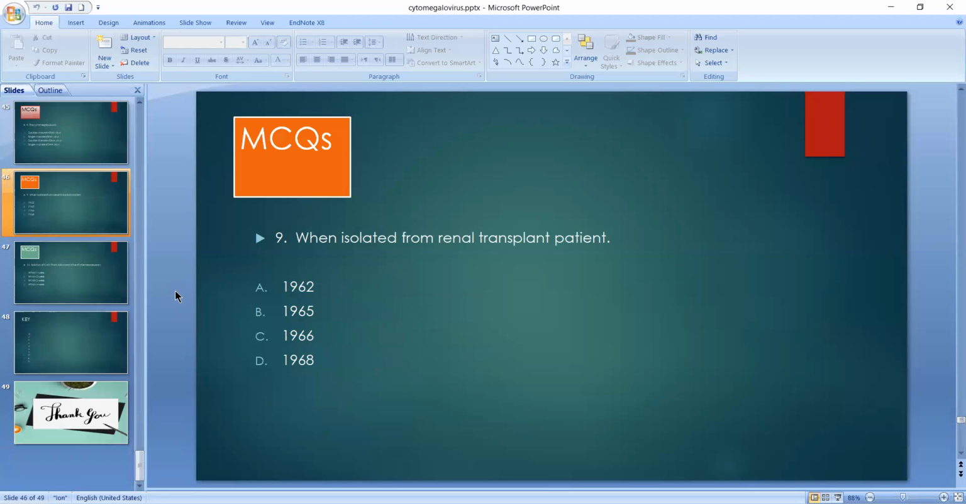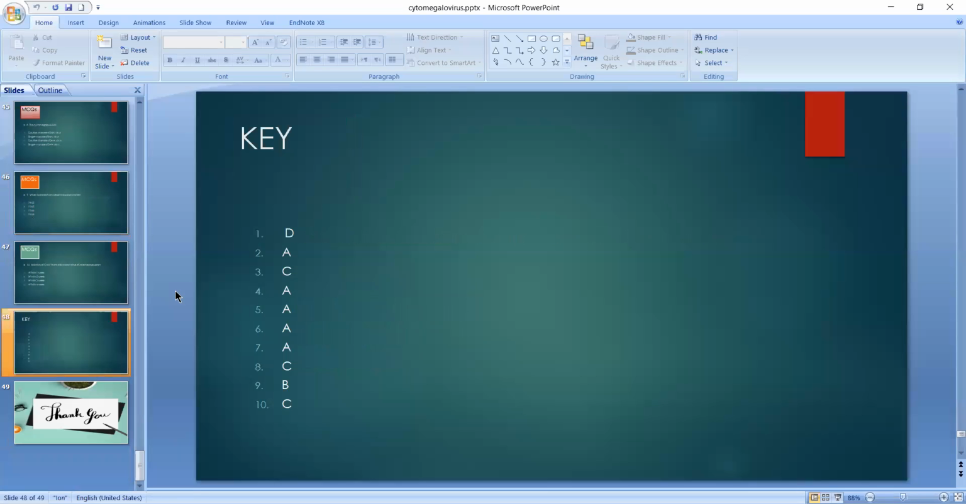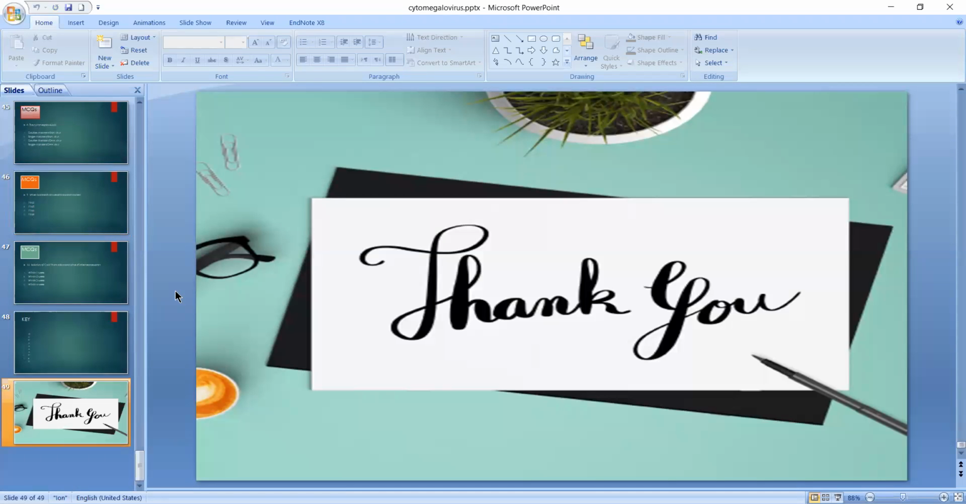When isolated from renal transplant patients. Correct answer, 65. Isolation of cytomegalovirus from saliva and urine of infected newborn: within 1 week, within 2 weeks, within 3 weeks, or within 4 weeks. Within 3 weeks, C is the correct answer. This is the key of the MCQs. Thank you.